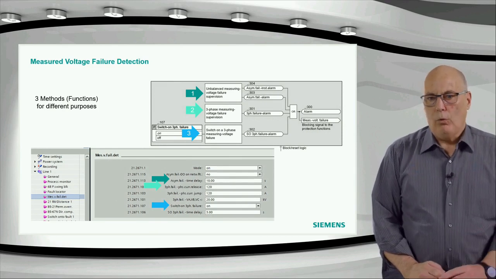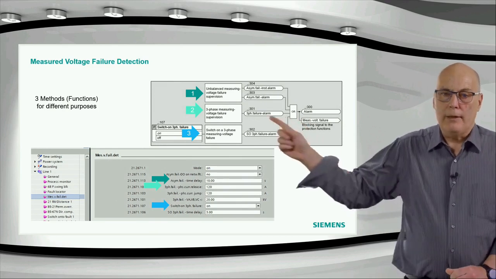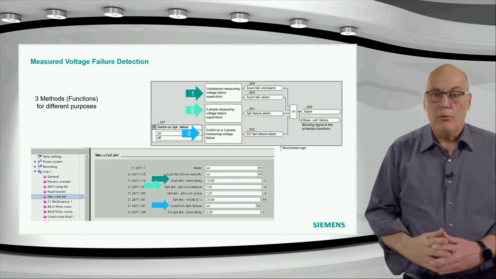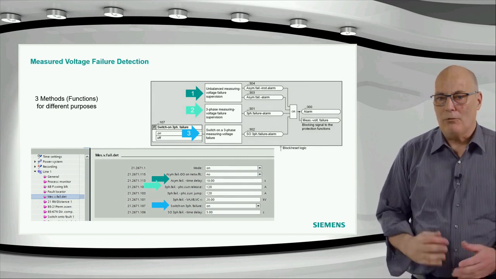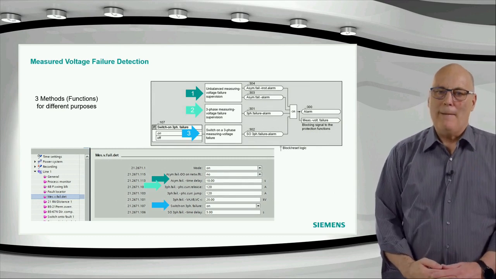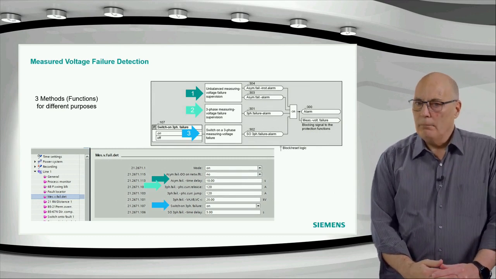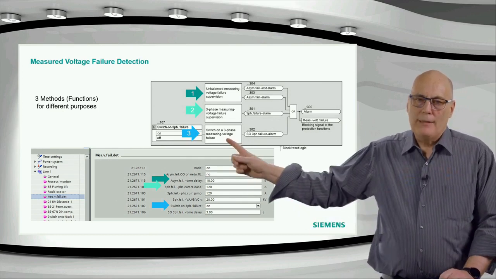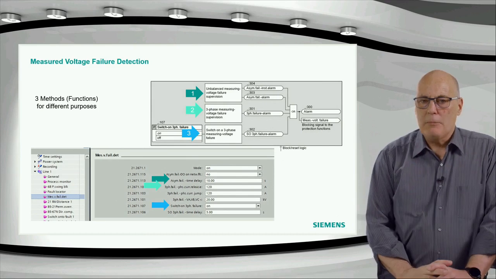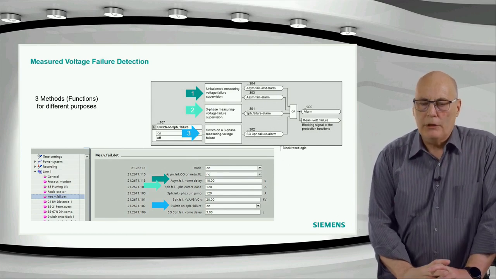Then in CPREC 4, we introduced, in addition to the unbalanced one over here, the three-phase measured voltage failure detection, or three-phase fuse failure, if you want to call it that. That is a more intricate function. And the final one at the bottom is fairly specific: that's switch onto a measured voltage failure detection.